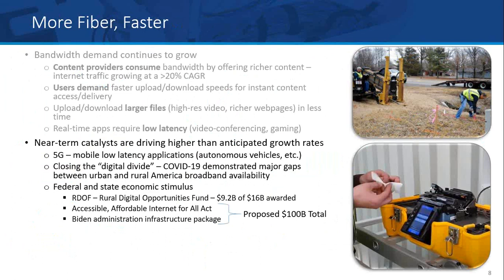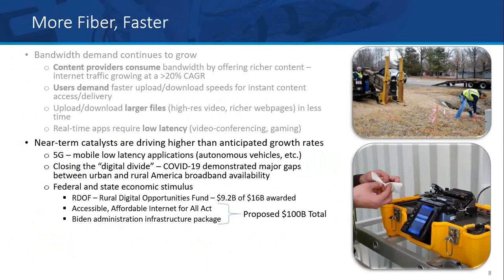You know, a lot of them were relying on dial-up. You had folks that were going to Starbucks or McDonald's to get their kids' school done. So there was just a huge divide in the digital technologies that needed to be addressed and are continuing to be addressed now. Fortunately, there's a lot of help on the way in terms of different federal and state economic stimulus. So last year we saw the beginnings of RDOF and the RDOF bid process.